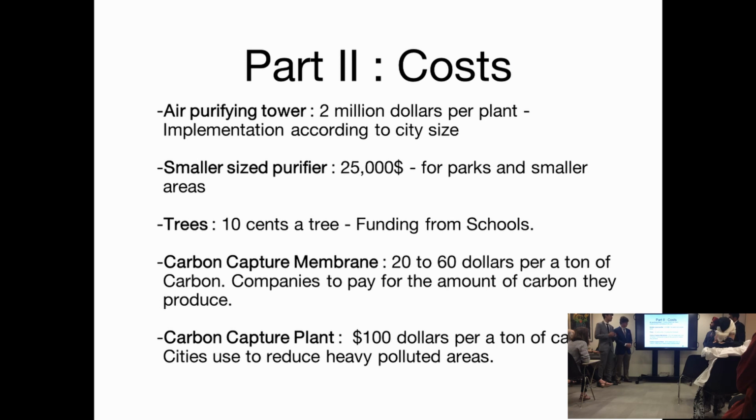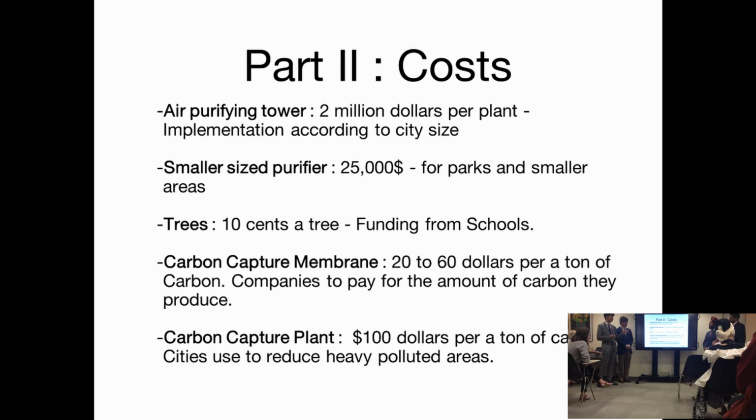Part 2 is our cost analysis. We believe that an air purifying tower will cost around $2 million per plant, and these can be implemented according to city, as one tower can have a cleaning radius of up to 10 kilometers wide. So depending on the size of the city, they will implement the number of towers they need. 2 is our smaller size air purifiers. These can be used for parks and smaller spaces.